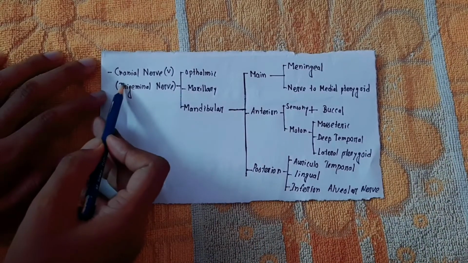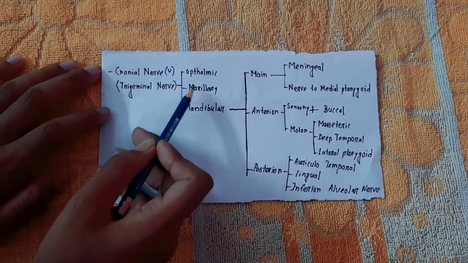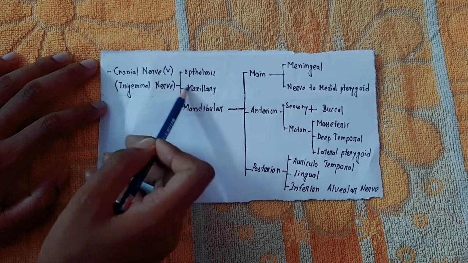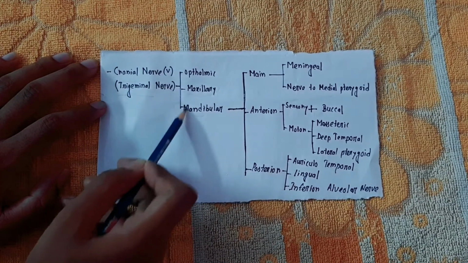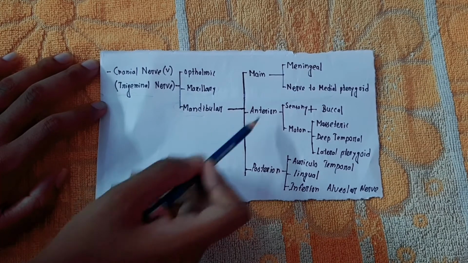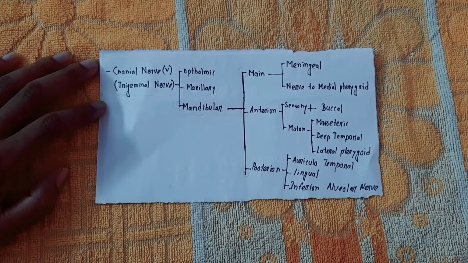Yes, you can see that is cranial nerve 5, the trigeminal nerve, after olfactory, optic, oculomotor, then trigeminal. The trigeminal divides into three parts: ophthalmic, maxillary and mandibular. At first we discussed the maxillary, now we will discuss the mandibular division. This mandibular division also divides into three parts: the main trunk, anterior trunk and posterior trunk.